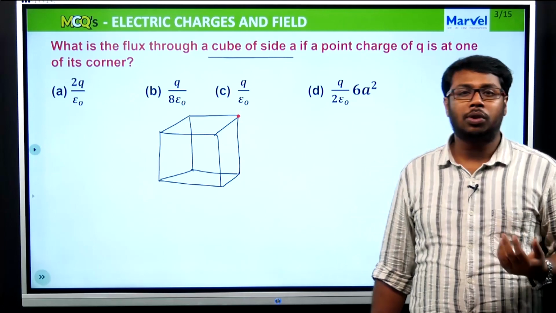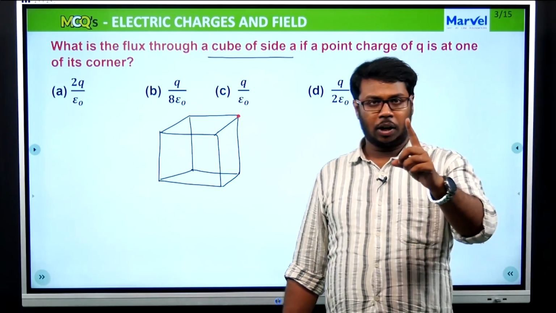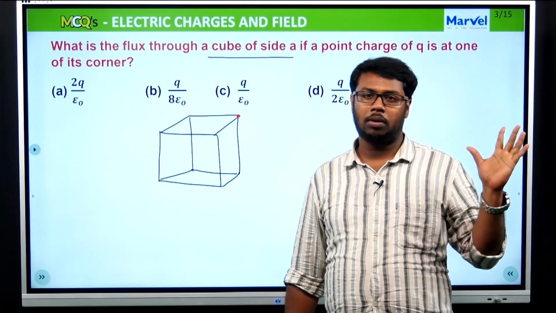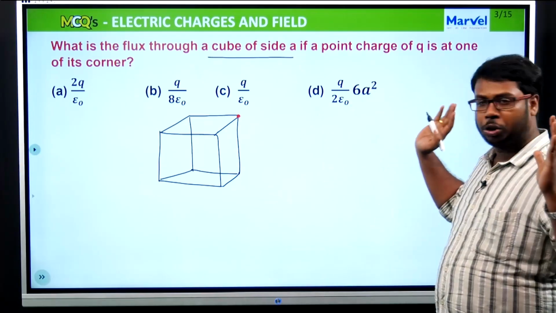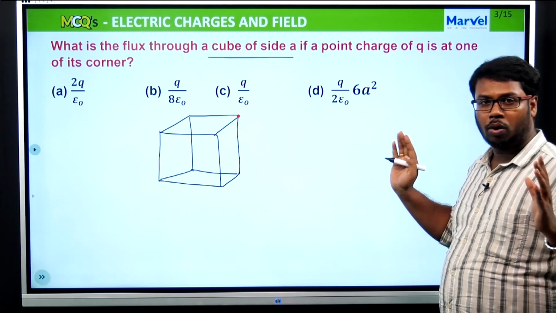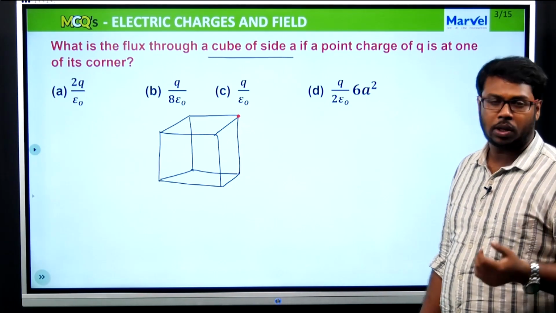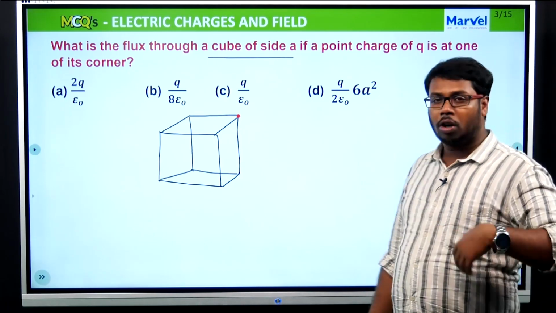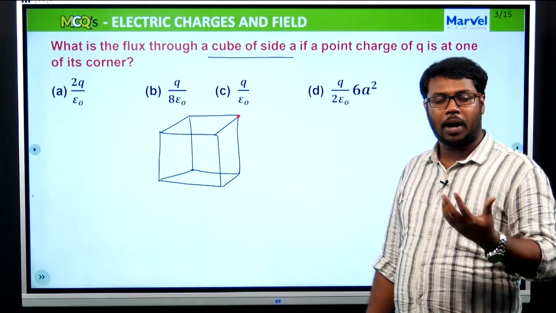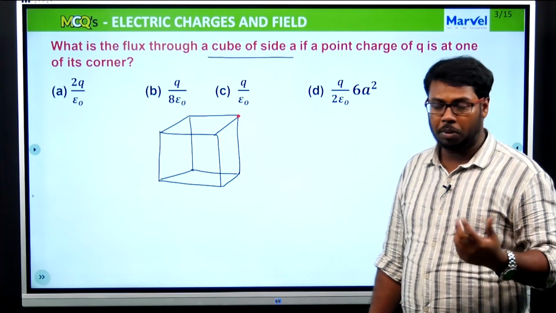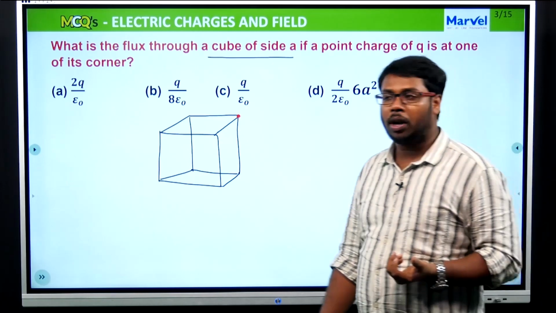In order to use Gauss law, the first thing you have to make sure is whether the charge is completely enclosed or not. Here I am very sure that the charge is not enclosed, it is exposed to the surroundings. So to apply Gauss law, I first have to ensure that my charge is completely enclosed by any means. So how do you think I am going to enclose this?